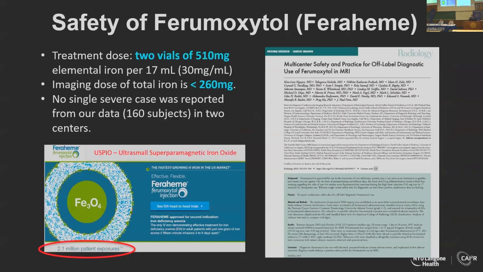And in terms of the safety of ferumoxytol, we found, not only from our data but from the original trial data of 2.1 million patients, and also the recent paper by Dr. Kim Lian, Nguyen, and our own data, that no single severe case was reported among 160 patients. And of course, the imaging dose is quite a bit lower than the treatment dose.